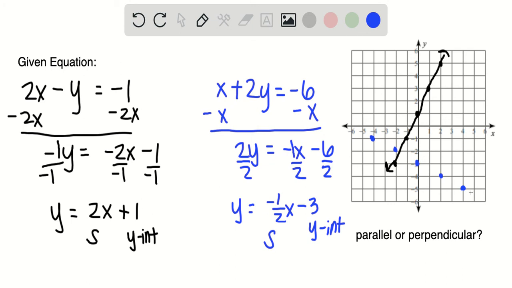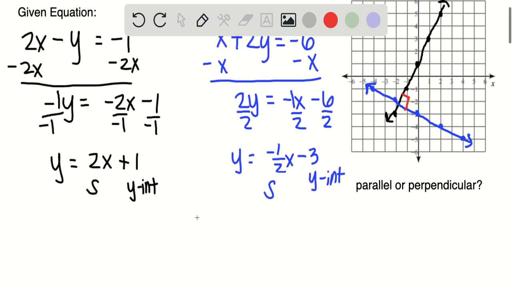Okay. Connecting these points, I am going to notice that these two linear equations are intersecting at a 90-degree angle. That means that these are perpendicular lines.